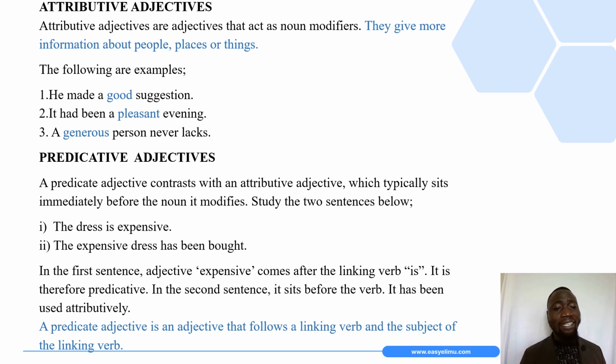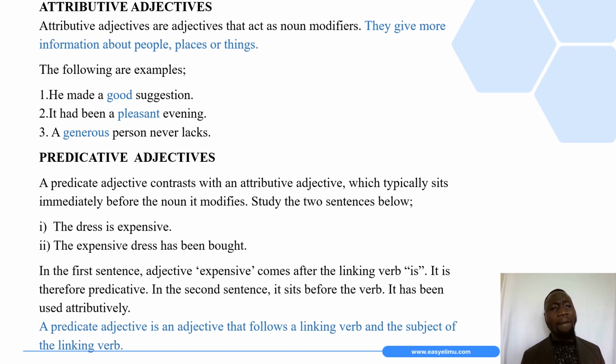So if we look at the two sentences, dear students, you will realize that in the first sentence, the adjective, which is expensive, comes after the linking verb is. So it is therefore predicative. And in the second sentence, the adjective, that is expensive, sits before the noun. So in that case, we say that it has been used attributively.